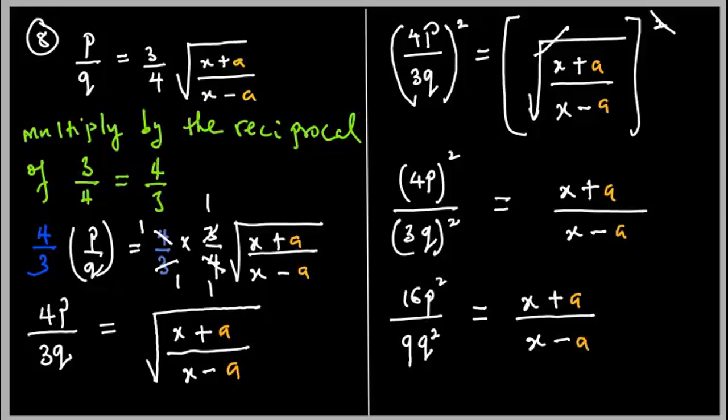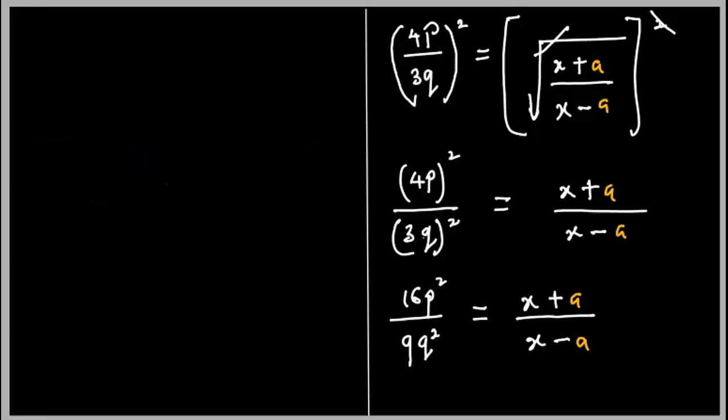Now what can we do next here? As you can see, the a is under a fraction. So a is found in a fraction. So how can we take out this fraction? To clear the fraction, I need to cross and multiply, so that 9q squared multiplied by x plus a, like this.